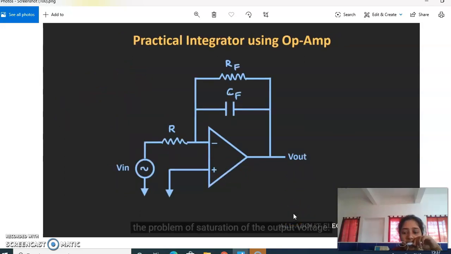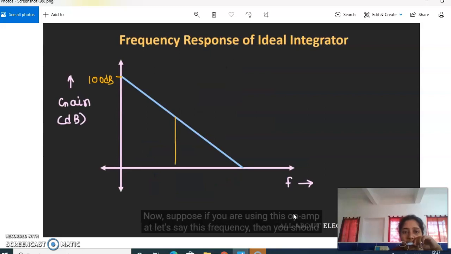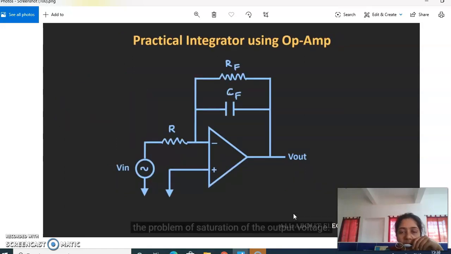And the next, practical integrator using op amp. So here the problem is, generally we use practical operational amplifiers, right? We never get an ideal operational amplifier. For practical operational amplifiers, we'll get some input offset voltage, right? Because of that input offset voltage, we cannot get the desired output voltage here. So in order to overcome that, we'll use the feedback resistor along with the feedback capacitor, right? So that is a practical integrator using op amp circuit.